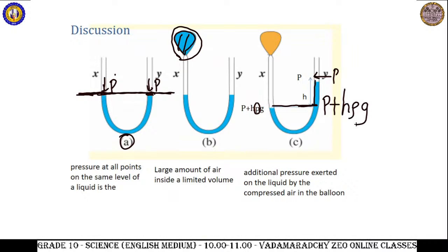That is, P means atmospheric pressure. P is atmospheric pressure plus height times density of liquid times gravitational acceleration. Okay, now we can confirm these points. In these points, the pressure is higher than these points. That is Y point. The pressure at X point is greater than the pressure at Y point.